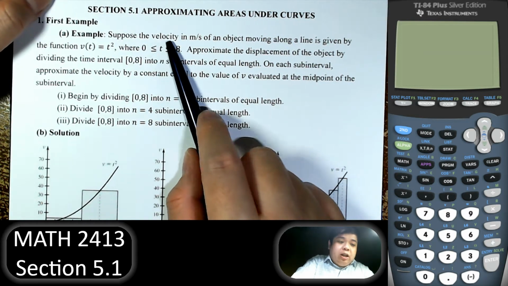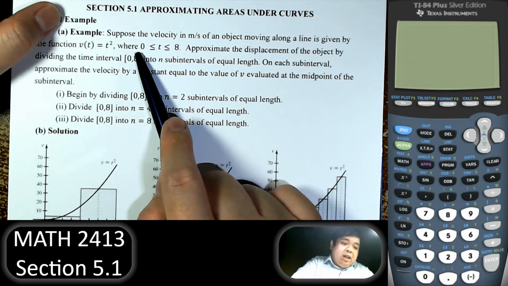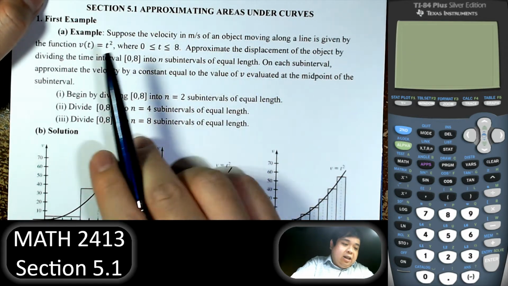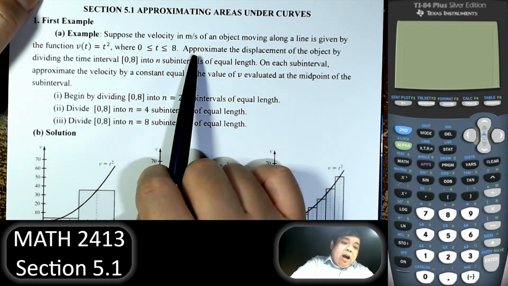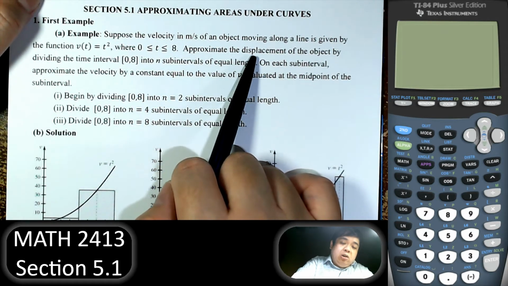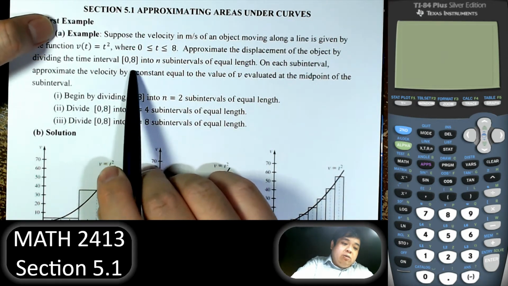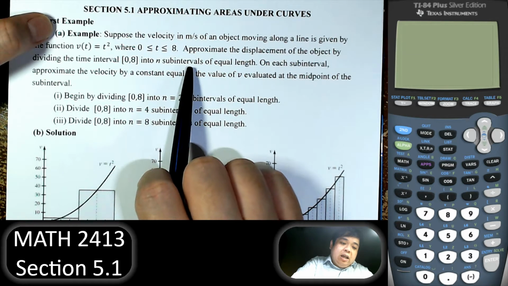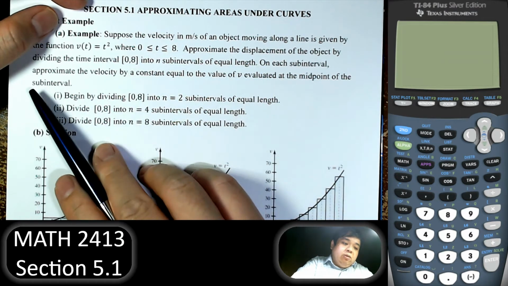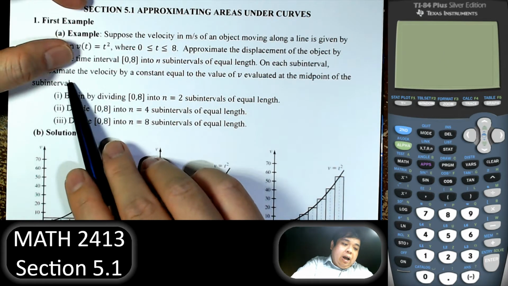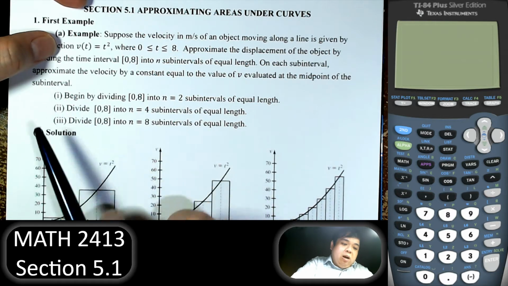Suppose the velocity of an object is given by t squared, from t equal to 0 to 8, in seconds. Approximate the displacement, or the distance traveled, of the object by dividing the interval into n subintervals of equal length. On each subinterval, approximate the velocity as a constant equal to the value at the midpoint of the subinterval.